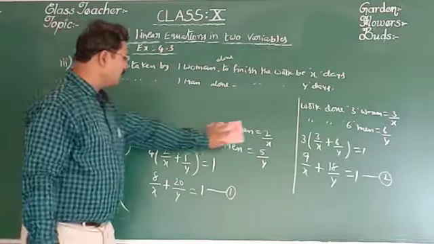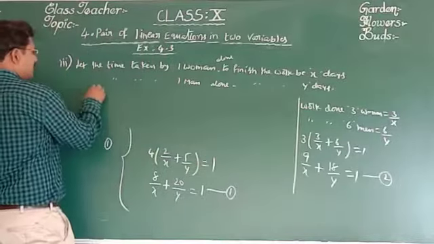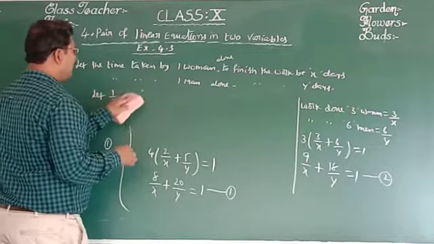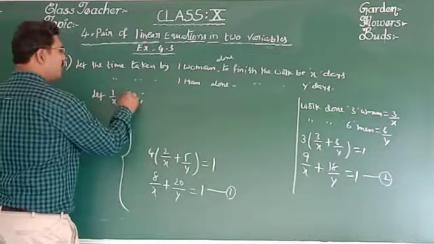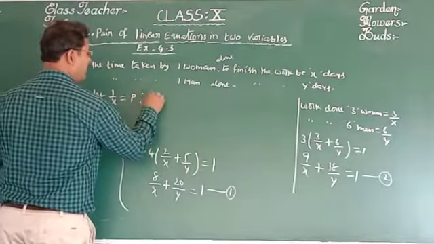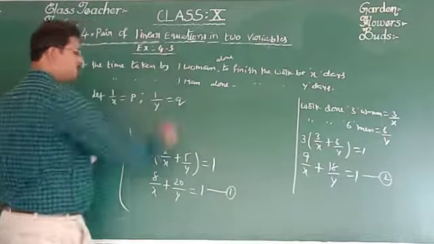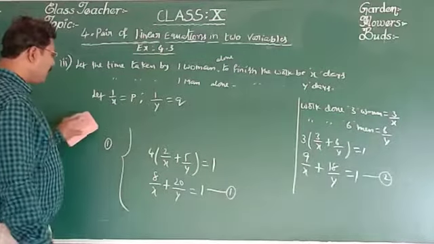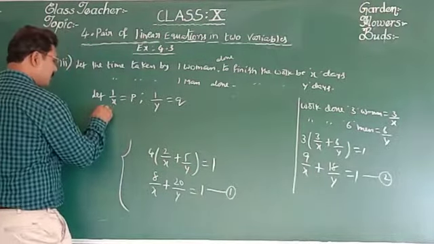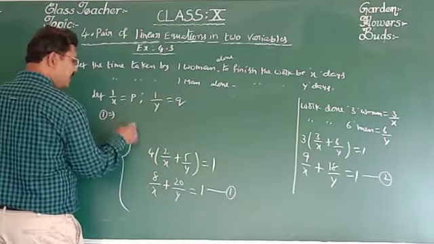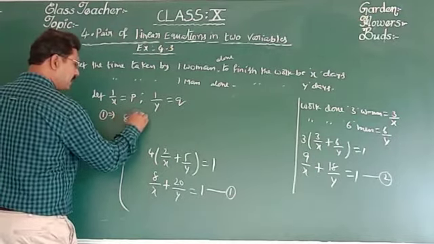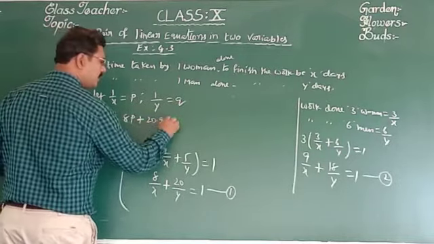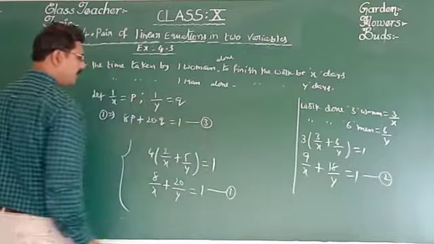Next you go for the same. Let 1 by x be equal to p, since we have already used a and b in many cases, and 1 by y be equal to q. Now we have to solve the problem in terms of p and q. Now equation 1 becomes what? 8 by x means 8 into 1 by x, that is 8p, plus 20 into 1 by y, that is 20q, is equal to 1. Call it equation number 3.